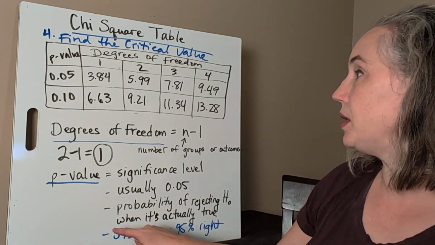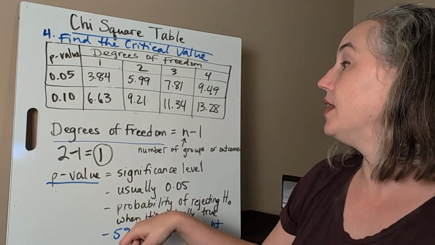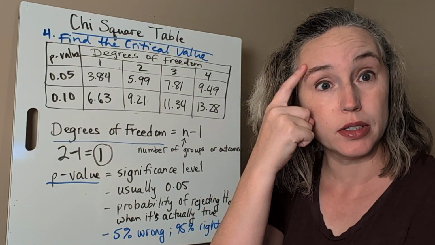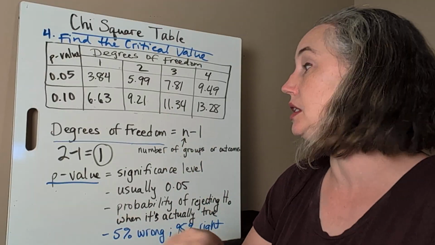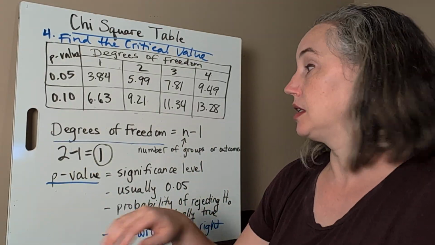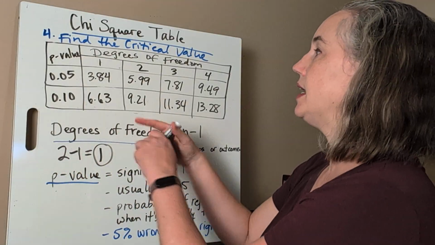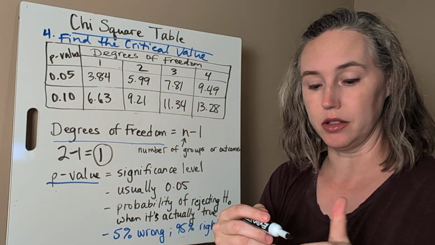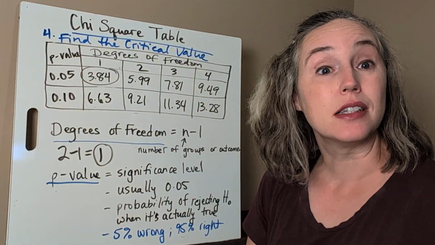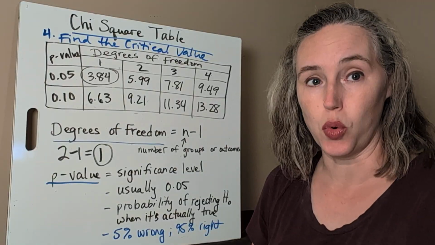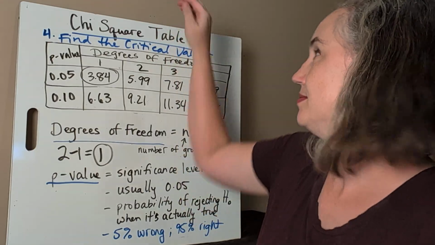So if we have a p-value of 0.05, which the question would tell you, and then we figure out our degrees of freedom, the definition for degrees of freedom is on the formula sheet, but it's a little confusing. So we take our number of groups minus 1 and we get 1. Then our critical value, the value we're going to compare our answer to, is 3.84. Again, so what?